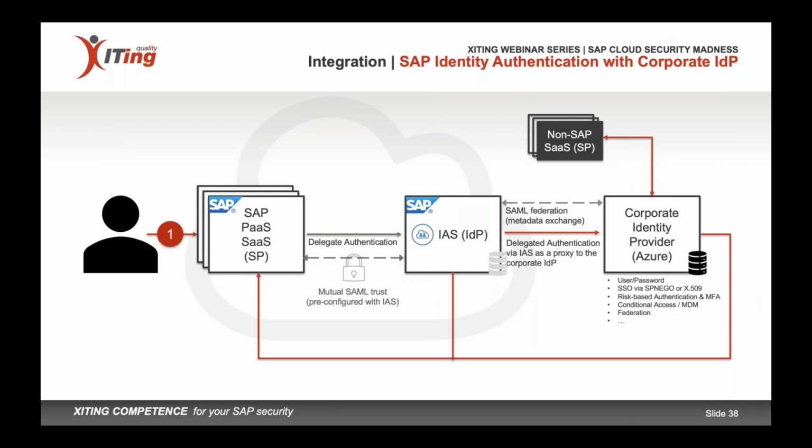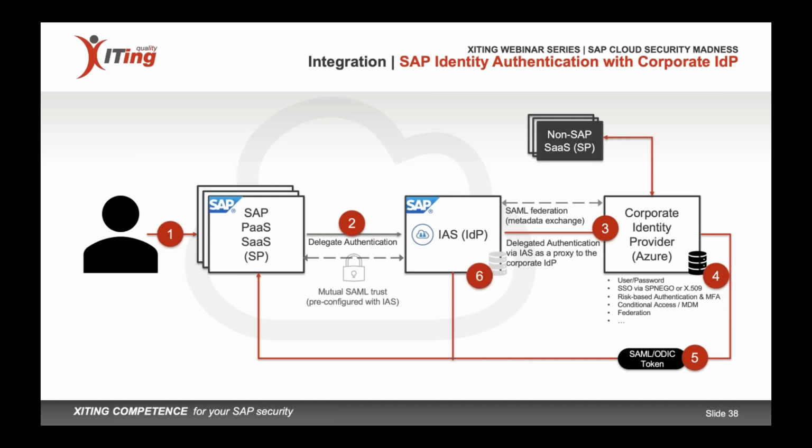So the user tries to access the application. The application will delegate authentication to the IAS. And now the IAS will also delegate the authentication to the corporate IDP. Now the user has to enter his credentials, or maybe is using multi-factor, single sign-on, whatever, and will be provided with a SAML token from Azure.